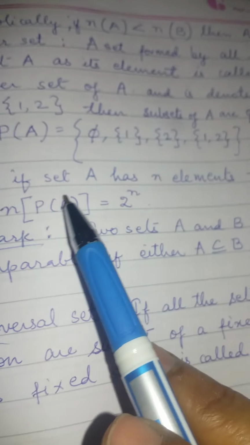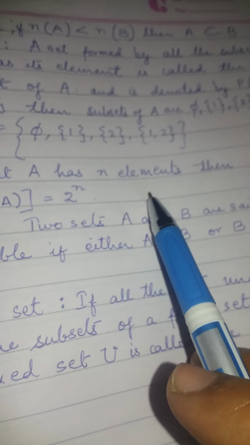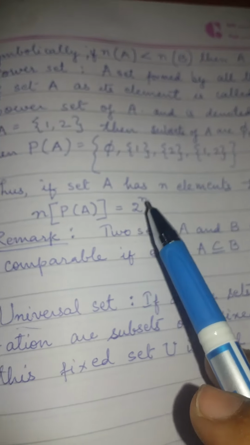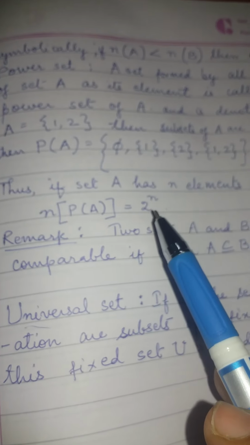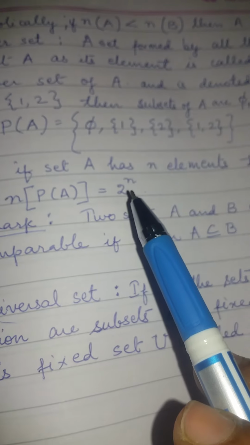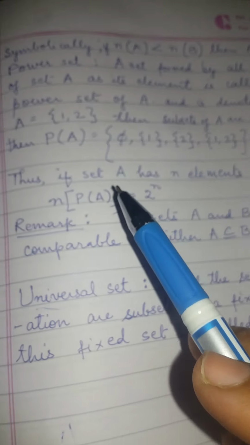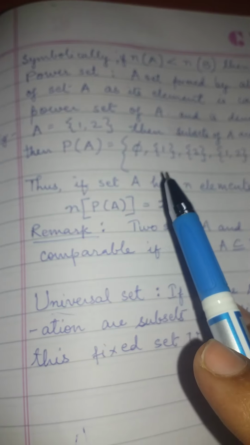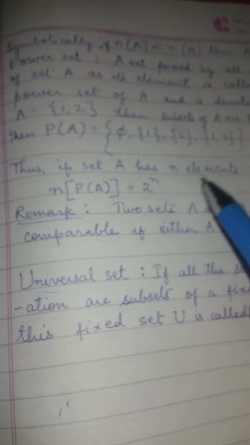If set A has n elements, then the power set will contain 2 to the power n elements. Why? Because 2 to the power n is the number of subsets of set A, and that many subsets we will have as the number of elements in the power set.